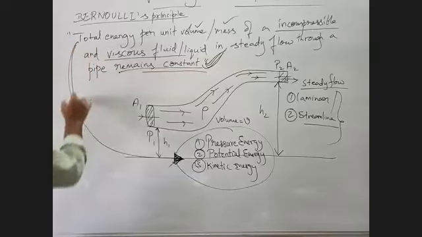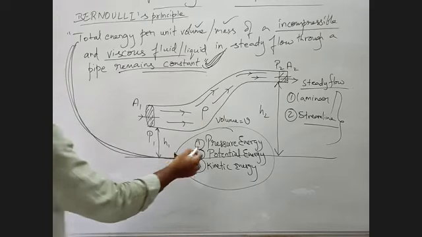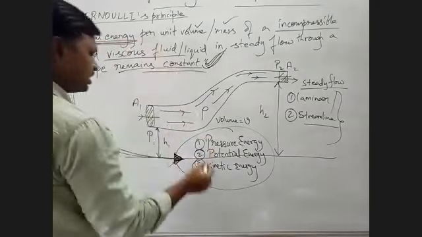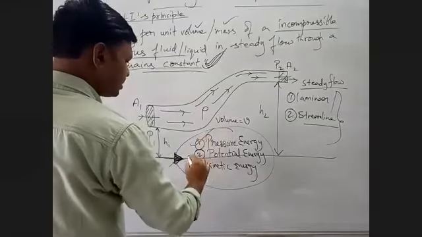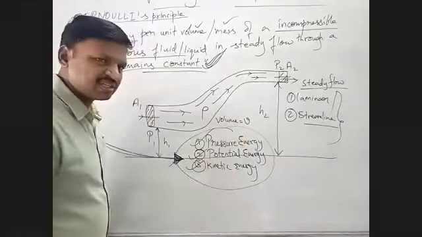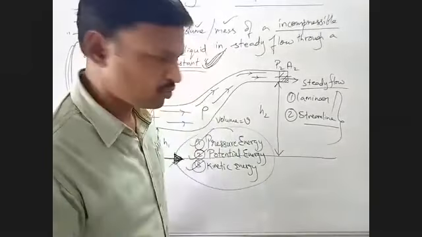Here, what does this point total energy indicate? What is this total energy here? It means pressure energy, potential energy, and kinetic energy. Pressure, you know, is HDG or EDG or A into V into DG, whatever it is.